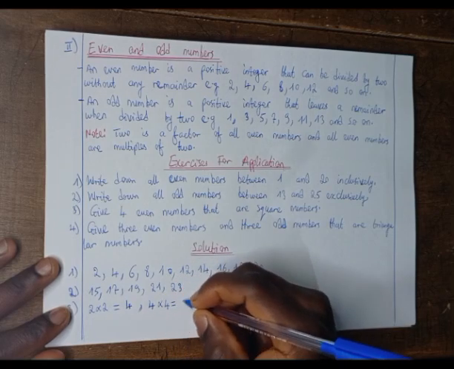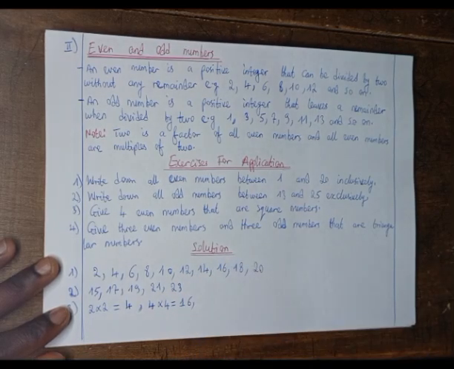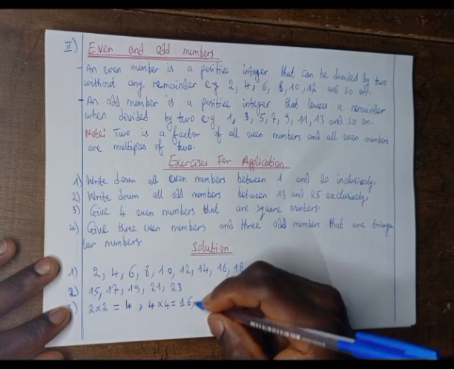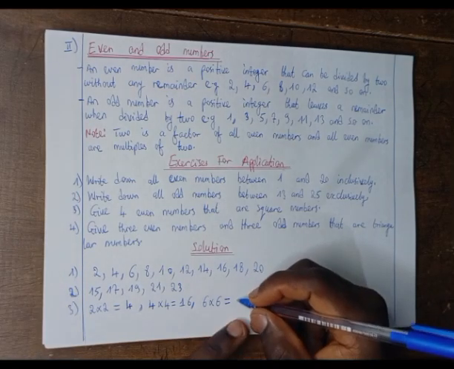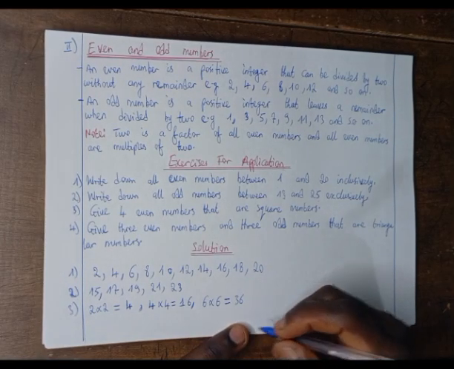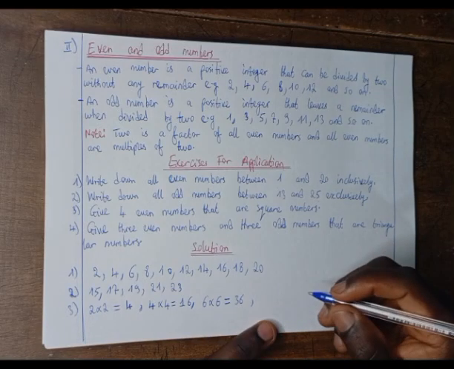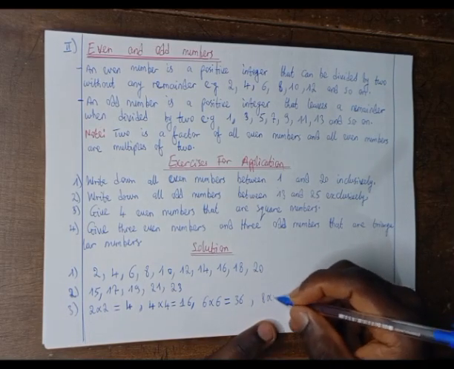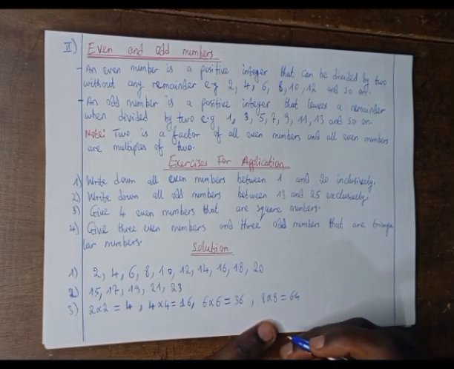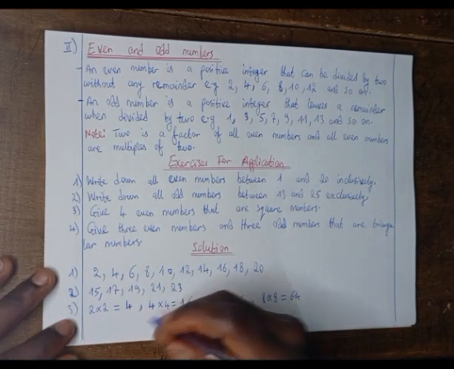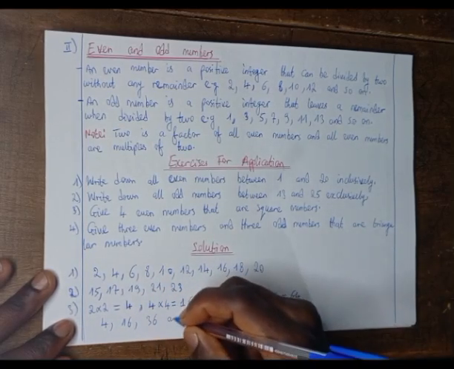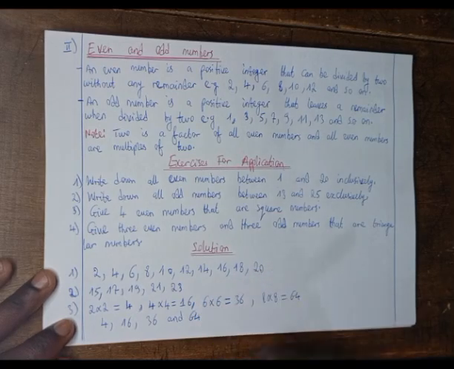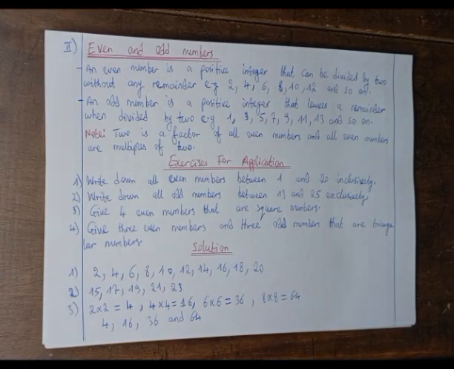4 times 4 gives us 16. 16 is an even number. The next one, we go to 6. If you take 6 times 6, it gives us 36. 36 is an even number. The next, we go to the next even number. If you take 8, 8 times 8 gives us 64. 64 is an even number. Therefore, numbers 4, 16, 36, and 64 are square numbers which are even numbers.